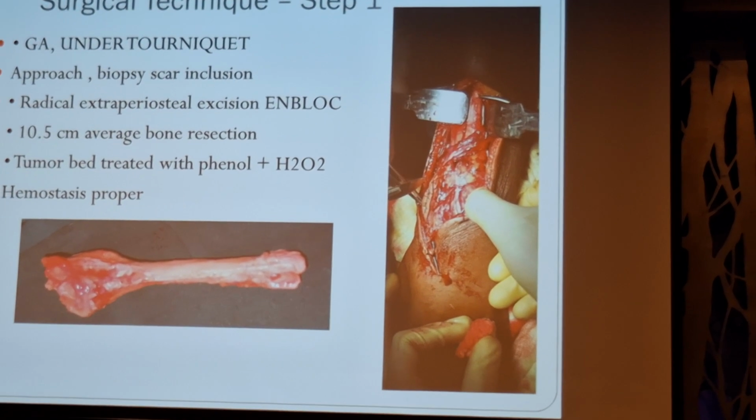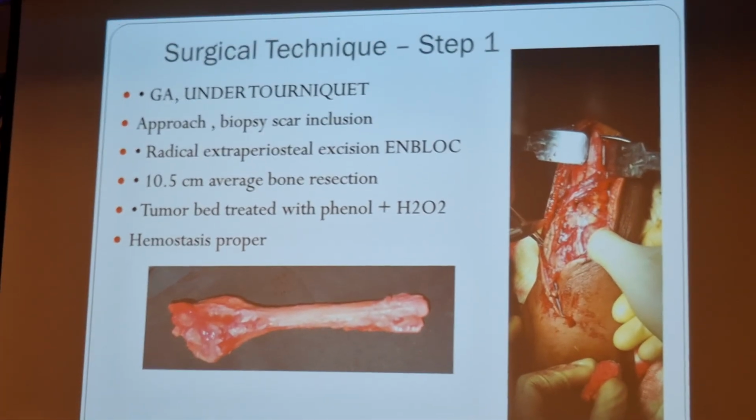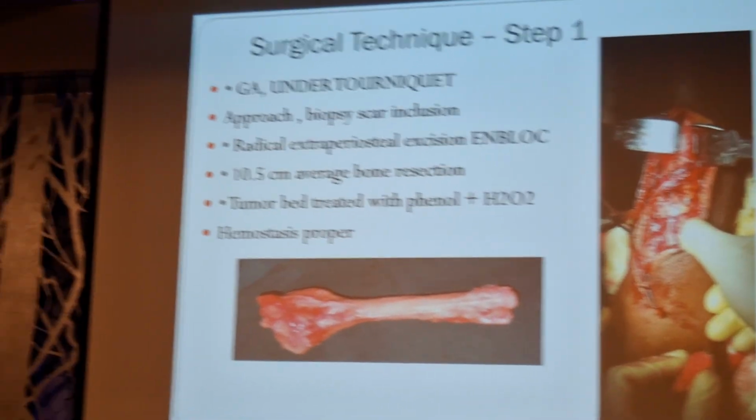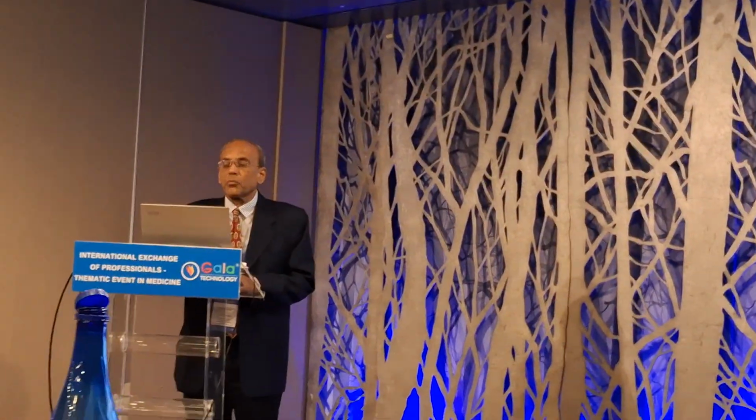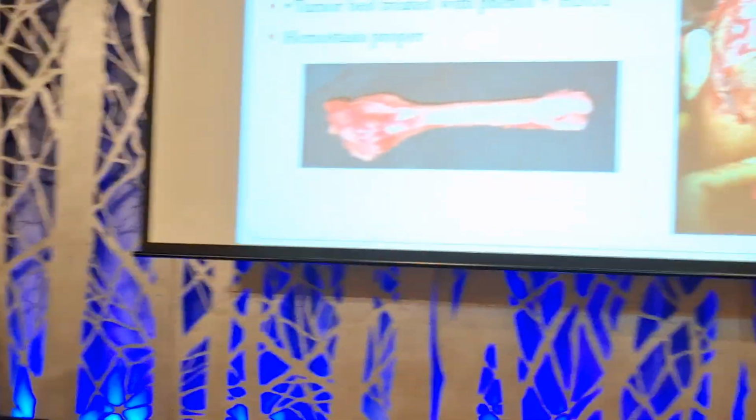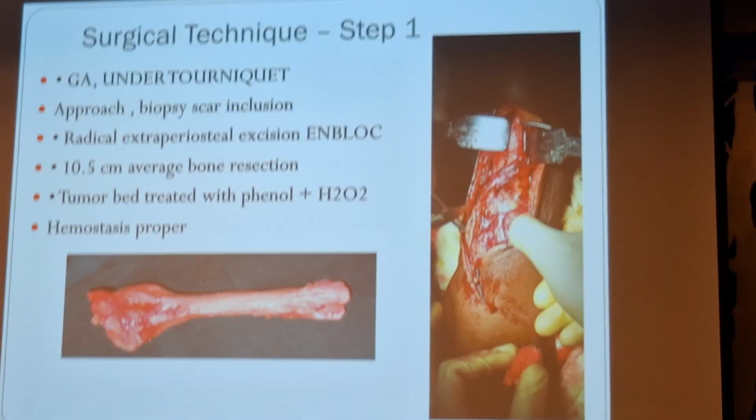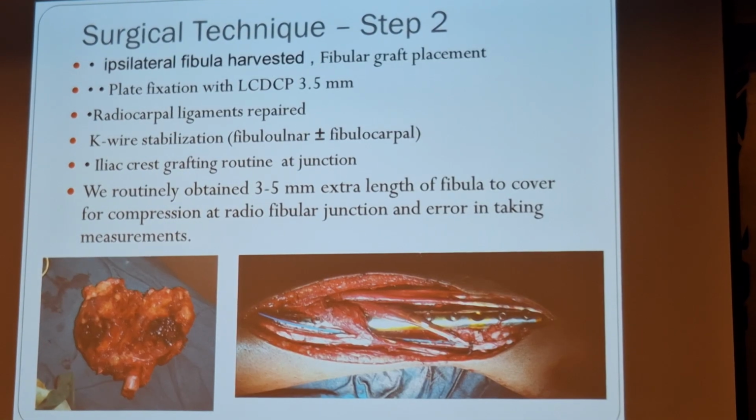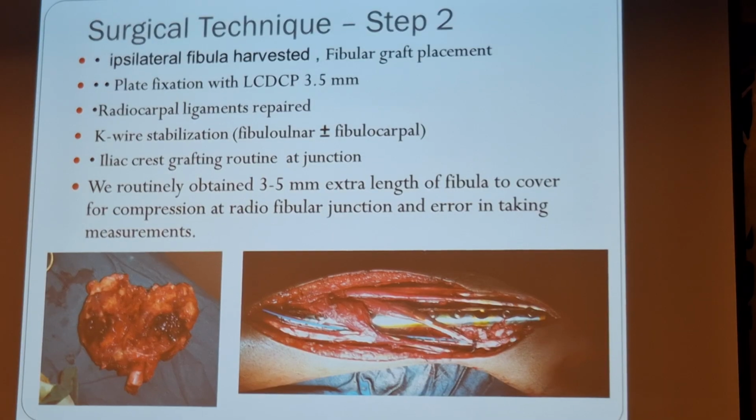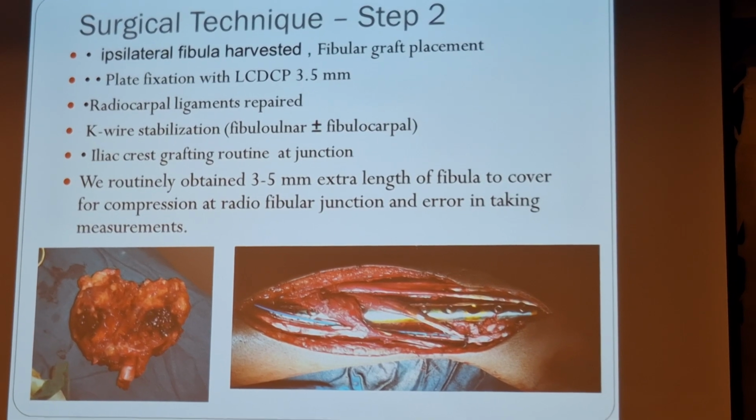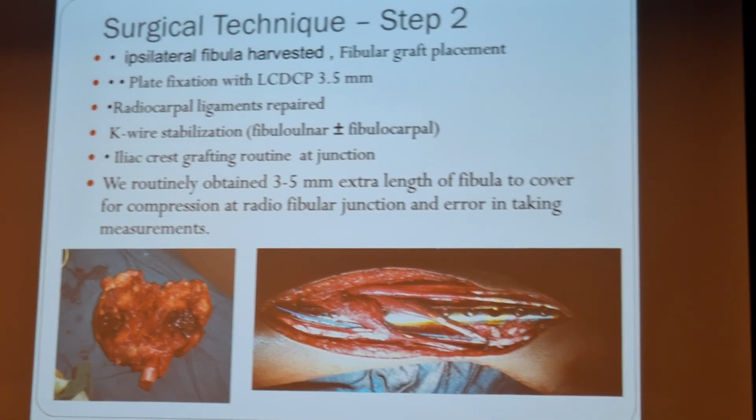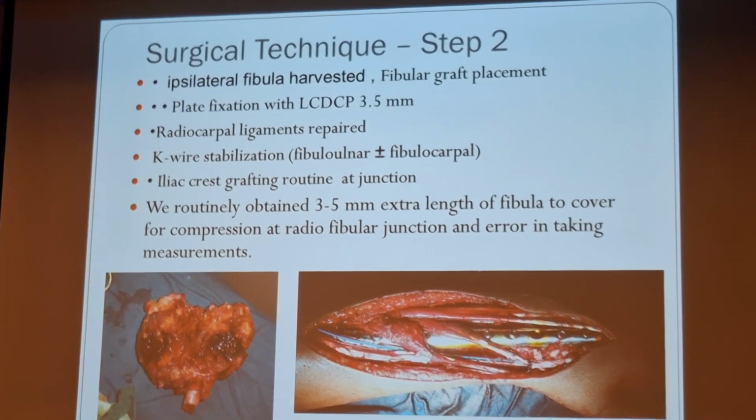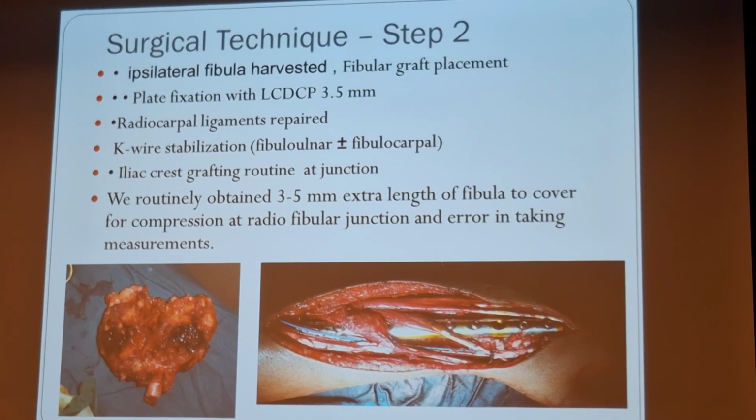This is, in brief, the technique: under general anesthesia, under tourniquet, with proper approach, the biopsy scar is excised, and extracorporeal excision en bloc is done, with an average of 10 centimeters of bone resected. The tumor bed is treated with anti-tumoral agents. After hemostasis, the ipsilateral fibular graft is harvested and placed at the site of the radius along with proper plate fixation. The radiocarpal ligament is repaired. Iliac crest grafting is done routinely.